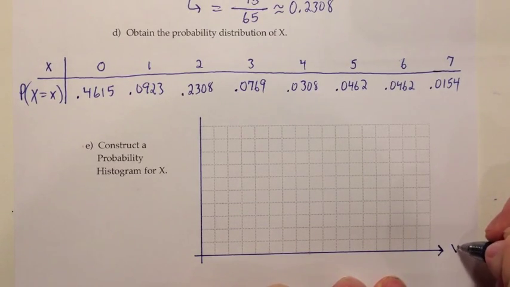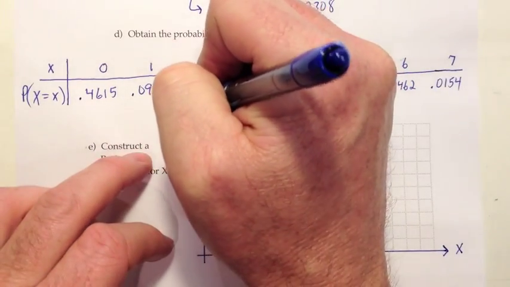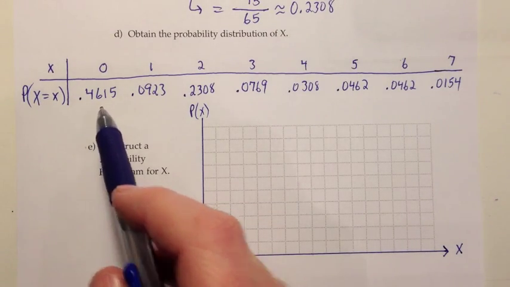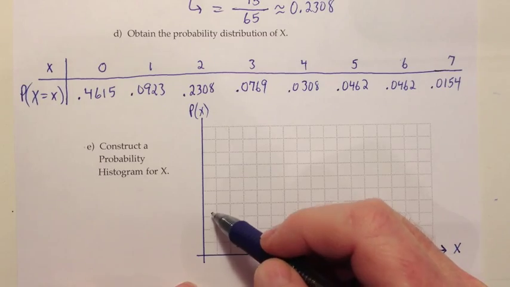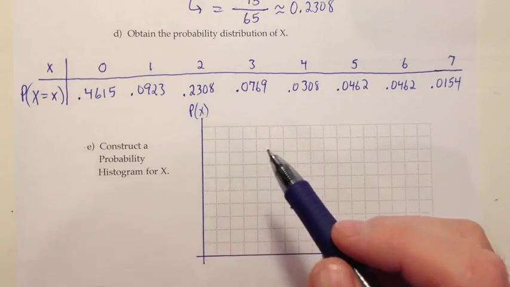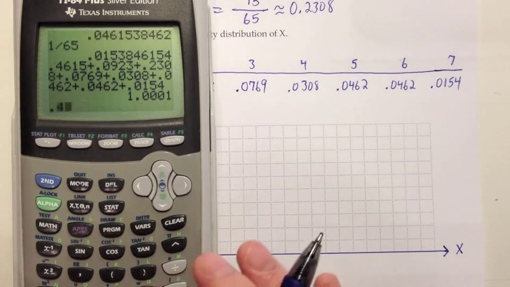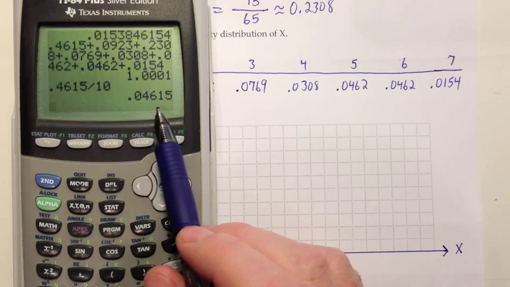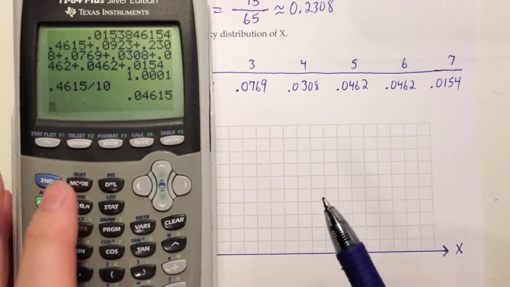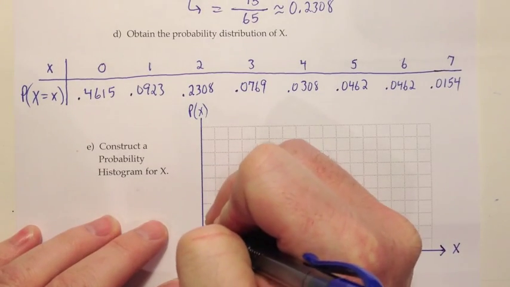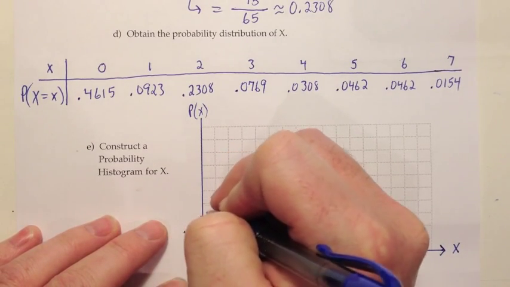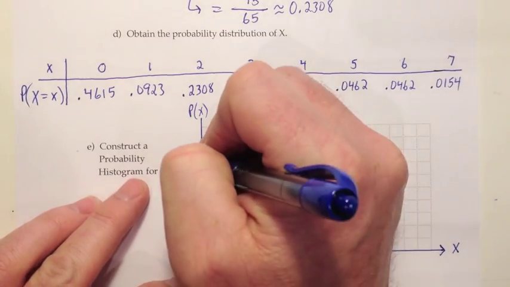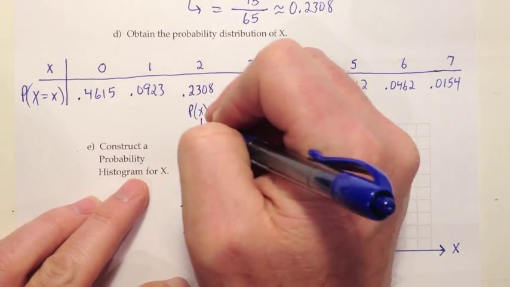So this is my variable x, and then these are the probabilities for those x's. And the highest probability we have anywhere is 0.4615. We have 1, 2, 3, 4, 5, 6, 7, 8, 9, 10 squares. So if I take that 0.4615 divided over 10 squares, this would be a scale that would work, but it's messy, so I'll round up a little bit to 0.05. So I'm going to have a scale of 0.05, and I'll number every other one. So 5, 10, 15, 20, 25, 30, 35, 40, and 45, 50.